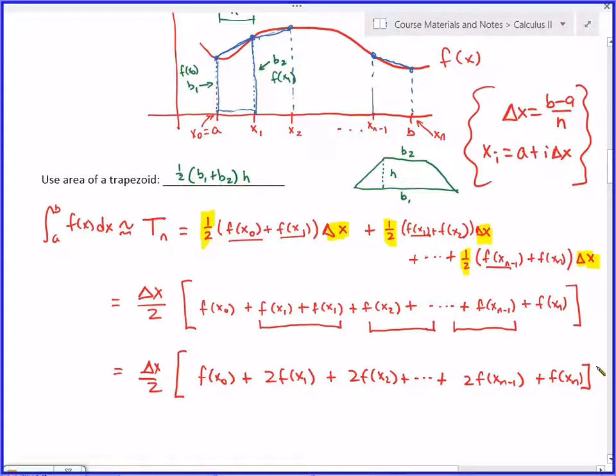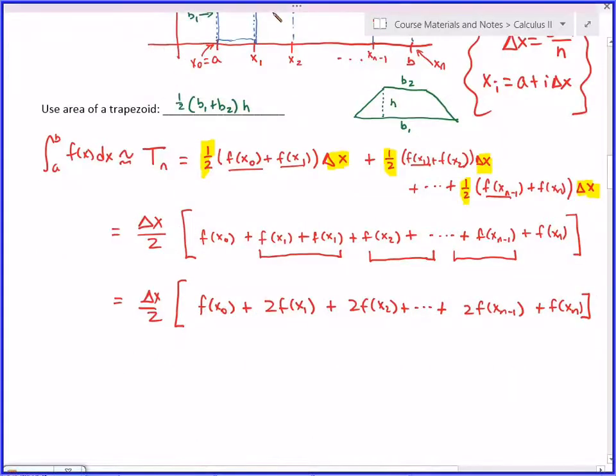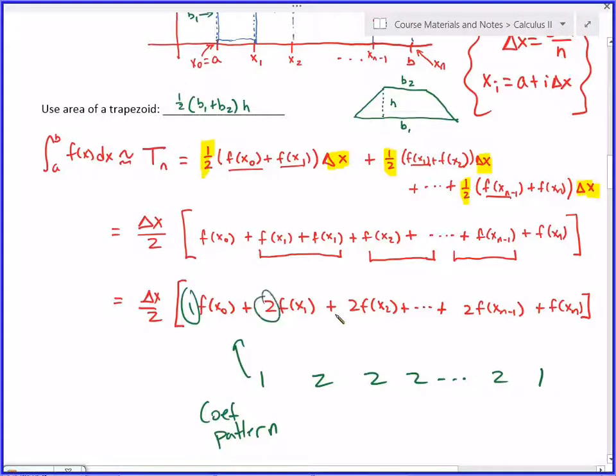Which should match the formula that we've got at the bottom of the page there. But again, I want you to notice what the coefficient pattern is. Because you don't have to memorize the formula, you really just memorize the pattern. You memorize the number that's out front, which is delta x over 2 for the trapezoid. And then inside you find all your endpoints, the x0, x1, all the way to xn. It's 1, 2, 2, 2, all the way out to 1. That's your coefficient pattern. See it? 1, 2, 2, 2. There's a 1 there.